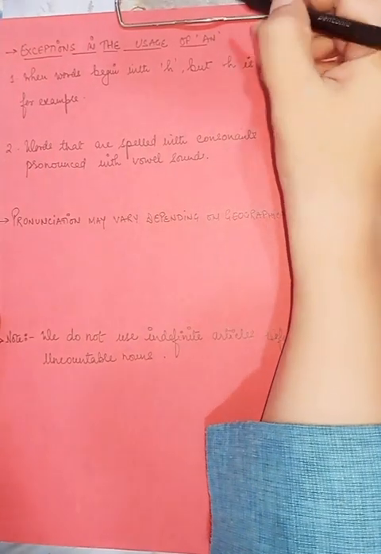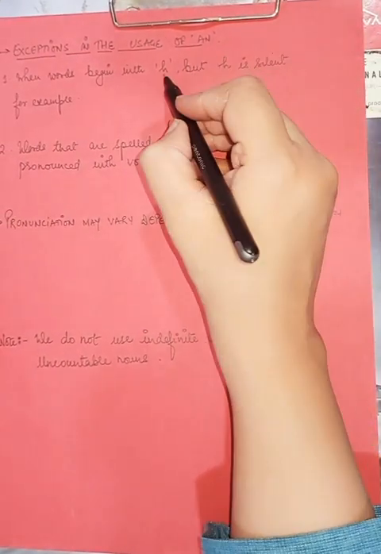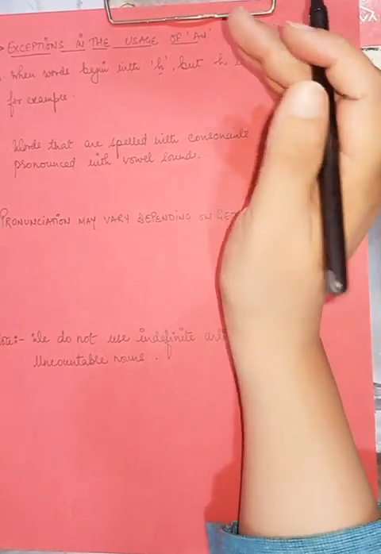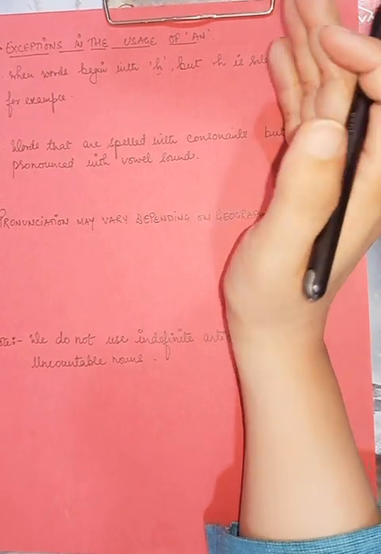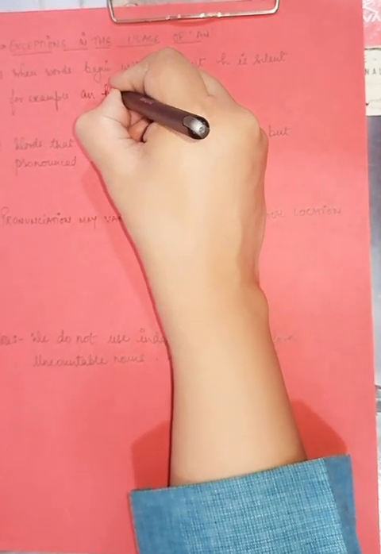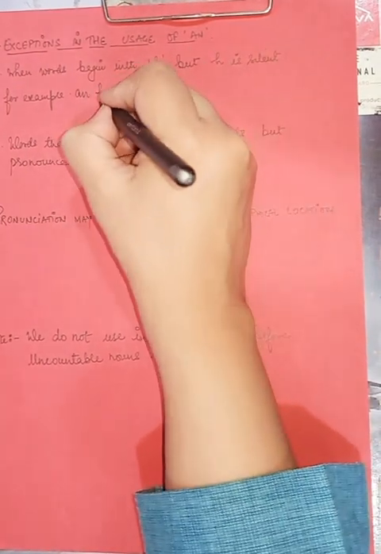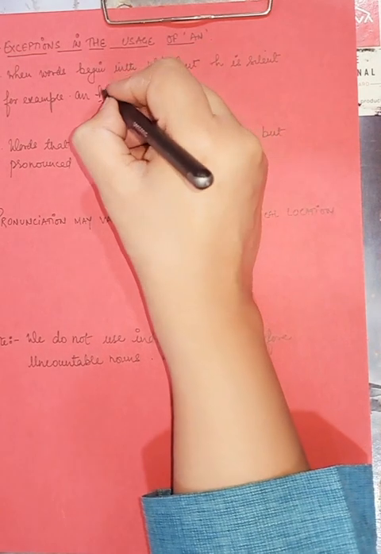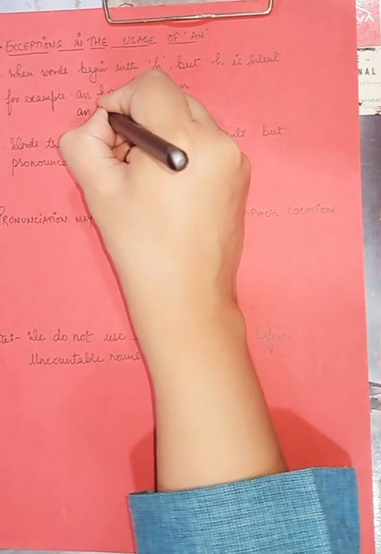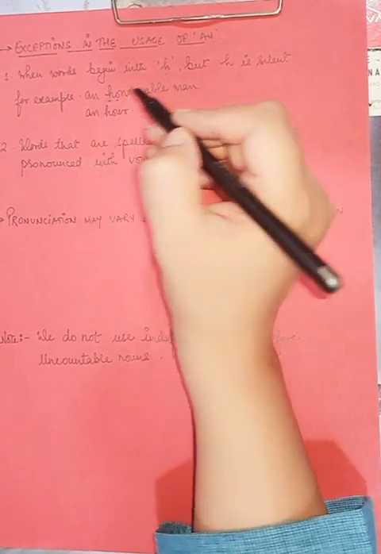Similarly, the usage of an also comes with some exceptions. That is, when certain words begin with an H and that H is silent, we go with the other letter that is a vowel and write an. Like, for example, an honorable man. So here, see, the H is silent and we go by the sound of the O, or for that matter, an hour. We don't write a hour. We always say an hour. Why? Because our H is silent over here.